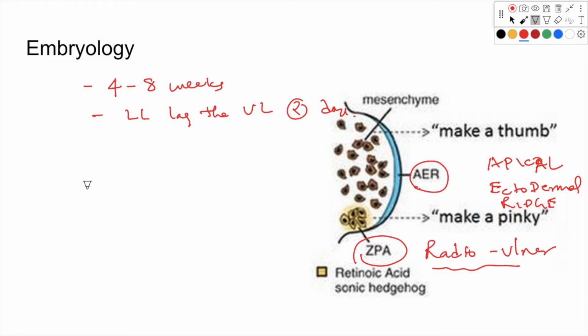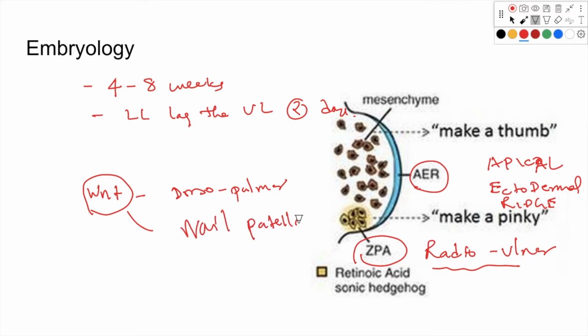And the third thing is called WNT. WNT is responsible for dorsopalmar differentiation, that means differentiation between the palmar aspect of the hand and the dorsal aspect. If the WNT system is affected, it can cause palmar and dorsal defects, and this occurs very commonly in nail patella syndrome, where the nail is volar rather than dorsal.